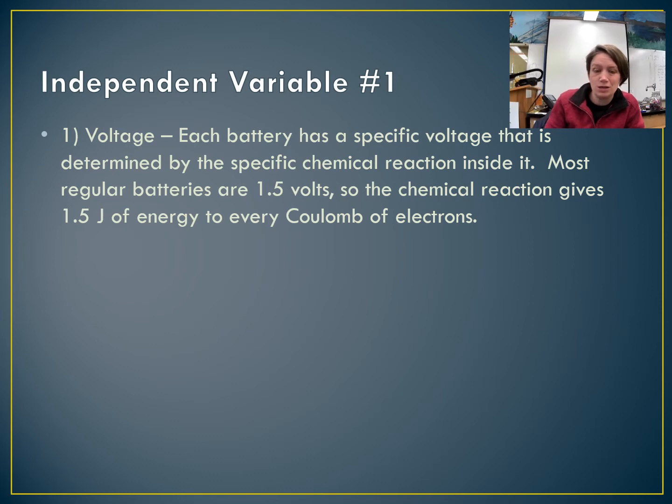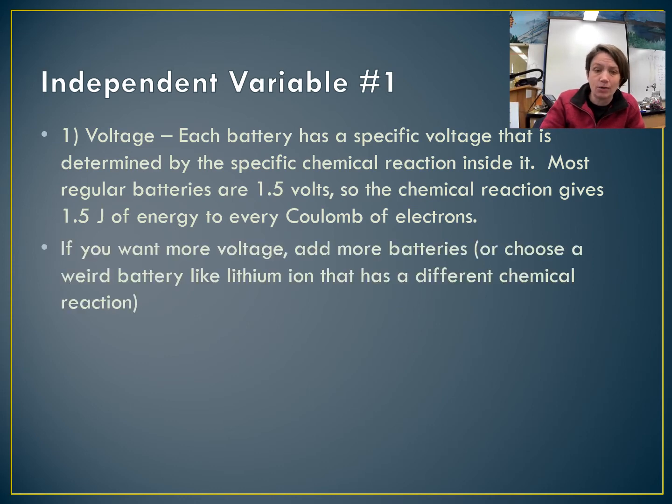If you look at them, you'll see written on there 1.5 volts, whether we're talking about the teeny tiny AAAs or the big D batteries. They all have 1.5 volts. That means that the chemical reaction inside of those batteries provides 1.5 joules of energy for each coulomb of electrons that passes through those batteries.